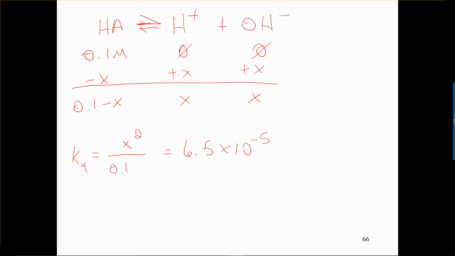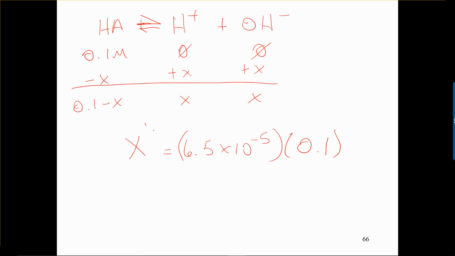All right. So then I'm going to get 6.5 times 10 to the negative 5 times 0.1, because I'll move 0.1 up, equals X squared. Can you explain the valid thing again? You said it's over 5%, but I can't remember how. We'll do it after we finish this, okay?